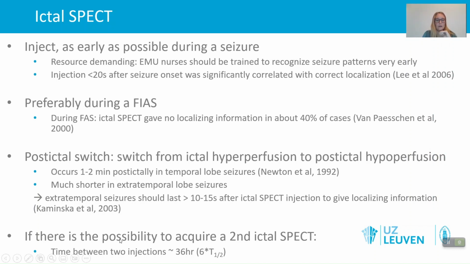If you are in a center where you have the possibility to acquire a second ictal SPECT scan, you need to make sure that the time between 2 injections is about 5-6 times the half-life of the tracer. So in this case, about 36 hours. In our center, if we are very lucky and we can inject a seizure on Monday, on the first recording day, we would have a resting day on Tuesday, and we could try a next attempt to get a second ictal SPECT on Wednesday.